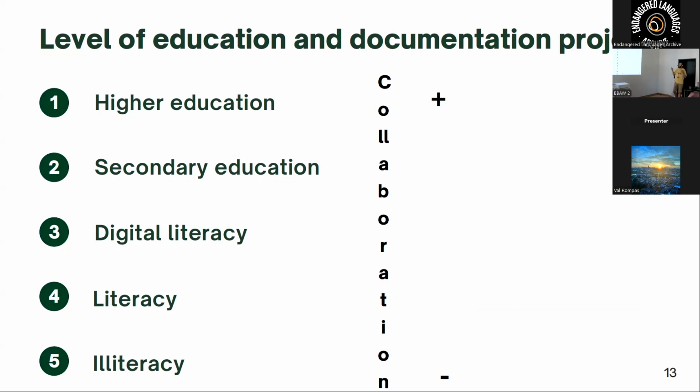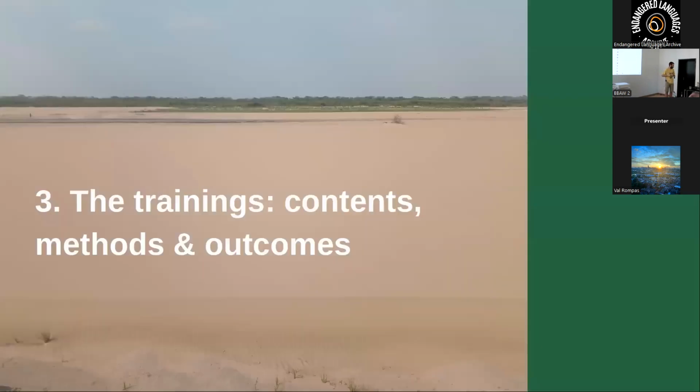So this leads to maybe the only hypothesis so far, that collaboration is probably easier with communities with higher levels of education, while it is more difficult as the level of education goes down. And this is something that I will try to test with the ongoing experience with my community. And now I will say something at the end, just on the moment we are right now.